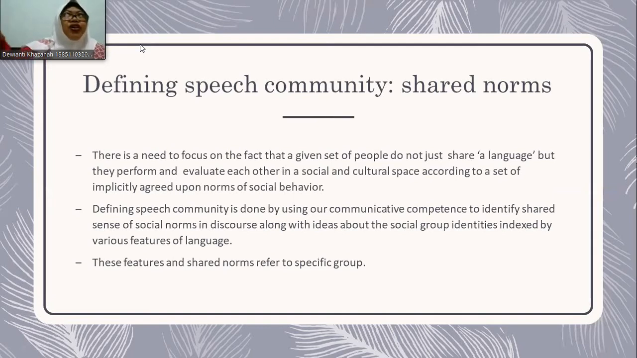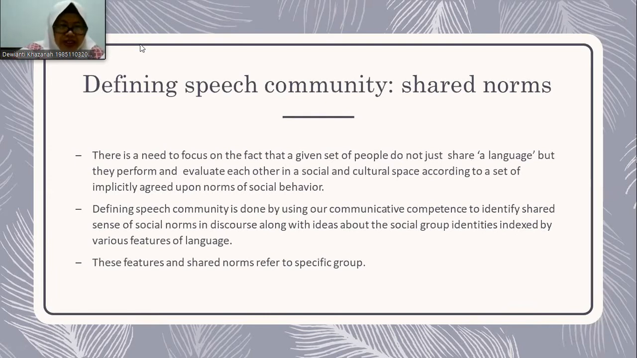Kamu bukan dari Malang ya, kalau nggak ngerti. Jadi, what is used to evaluate members of a speech community is not the language itself, but the social and cultural shared norms that are shared by the members of the community.